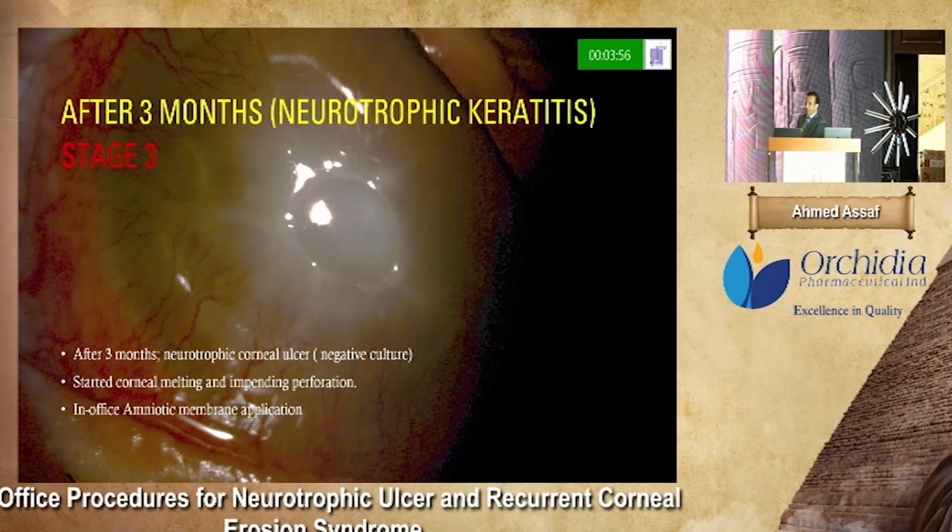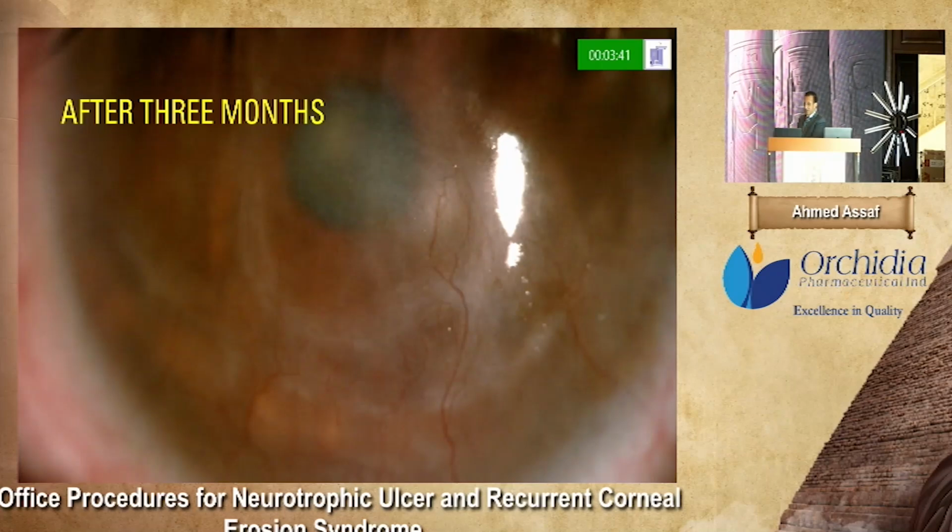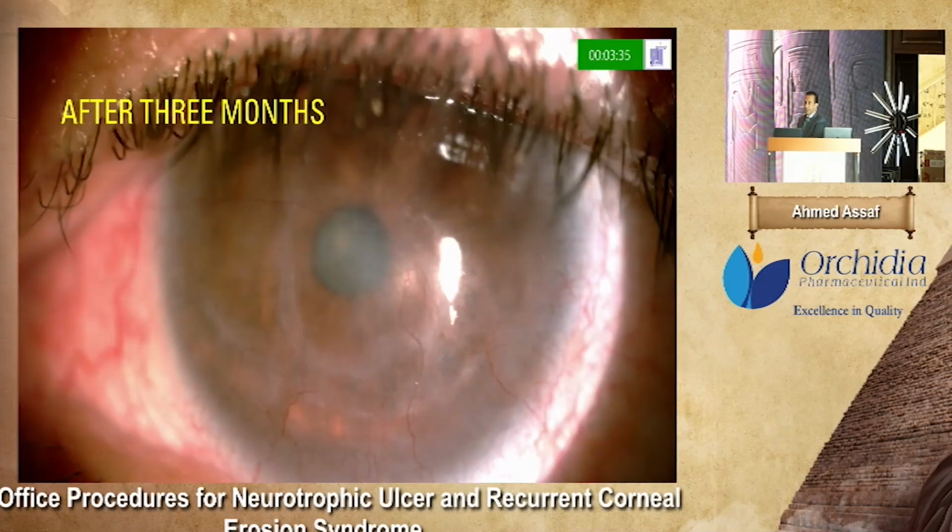So here we have to do something for this neurotrophic keratitis. I started with the in-office amniotic membrane application, and this is 2 weeks after the application. You can see that there is starting scarring of the cornea, and after 3 months, the cornea looks much better than before. As you can see, minimal scar, and the patient was satisfied with the results because of the healing of the neurotrophic keratitis.